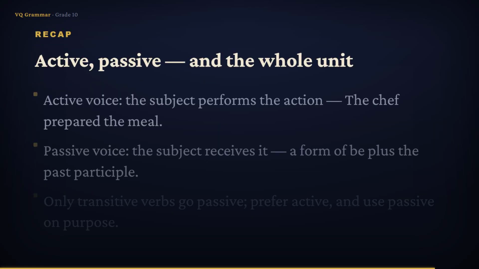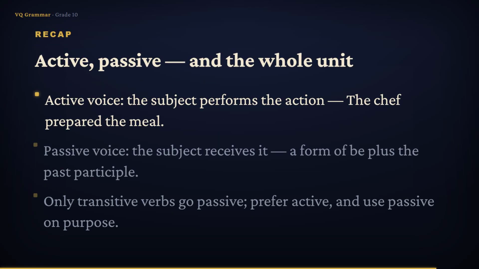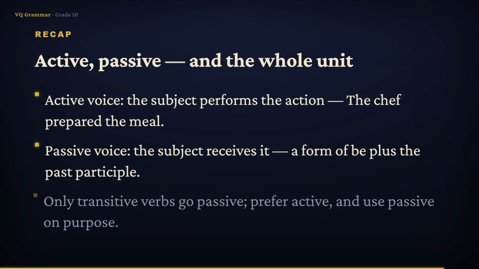Let's gather it all up. In the active voice, the subject performs the action. The chef prepared the meal. And that is the voice to reach for first, because it is direct and strong. In the passive voice, the subject receives the action, and the verb is built from a form of be plus the past participle. The meal was prepared by the chef.